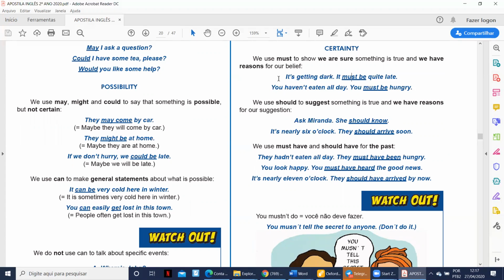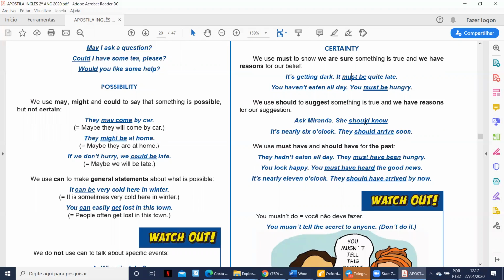Should can also be used when we suggest something, okay? When we suggest that something's true. So it also has to do with certainty. We have reasons for our suggestion. Example, ask Miranda. She should know. Why? Because Miranda knows everything. So we can say she should know.